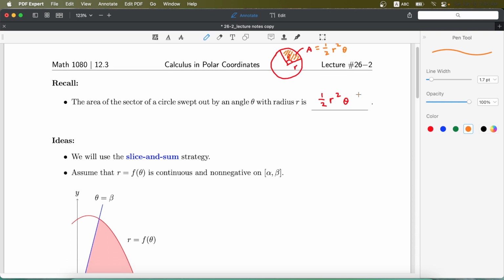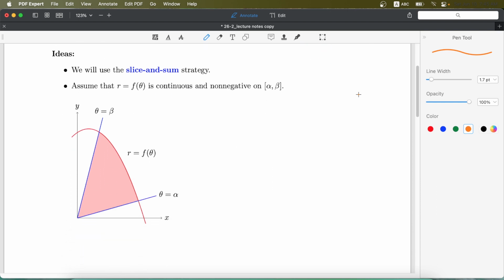So let's take a look at the ideas. We will use the slice and sum strategy. Right here, we assume that r equals f of theta. This polar function f of theta is continuous and non-negative. We assume that r is positive or 0 on the interval from theta equals alpha to theta equals beta. So the main idea is to use the slice and sum strategy, and we all know what to do.